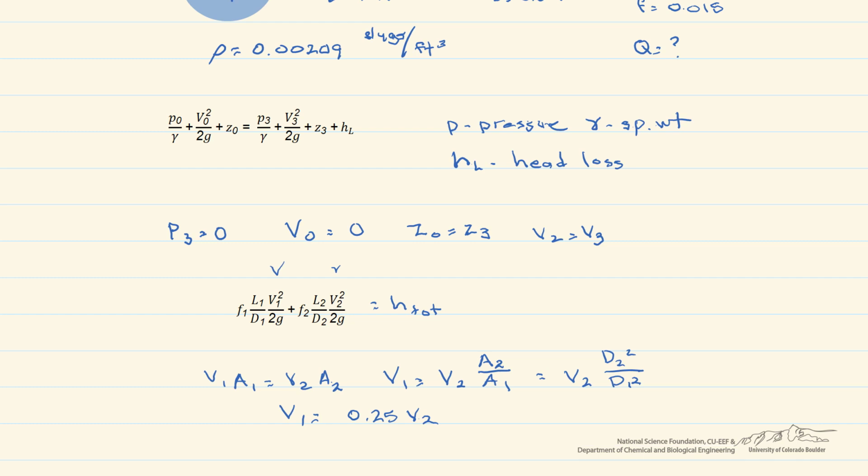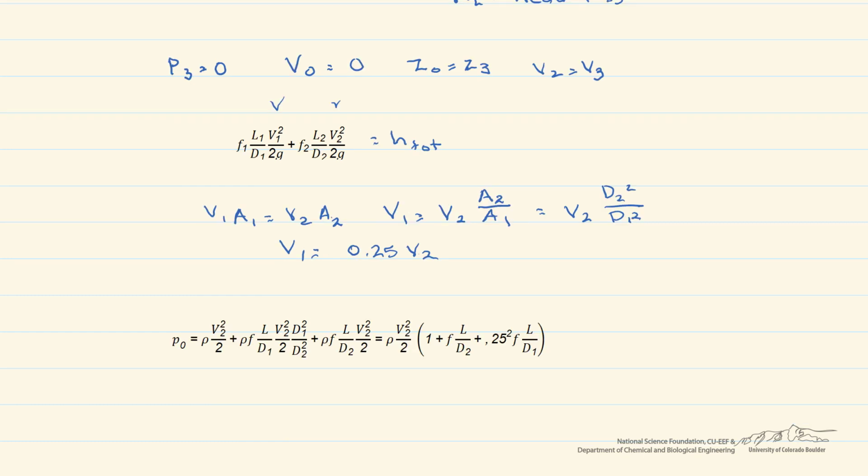So let's put this all in one equation where we write our specific weight in terms of density. So our L1 is equal to L2, which will just be L in this equation. Our friction factor is the same, and that's our 0.015. And so when we put our numbers in, we can solve for V2 right here.